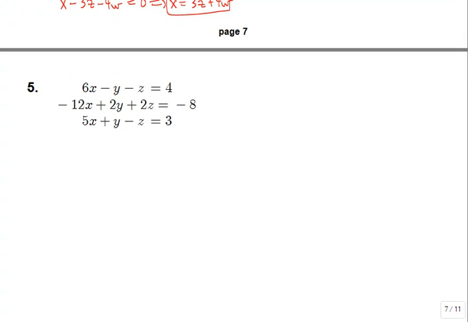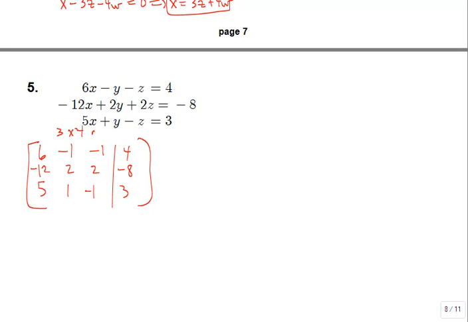Okay, let's try another system here, and again we're going to use our calculator to help us out. So the first thing we're going to need to do is turn this into our matrix, and we know that this top equation gives me 6, -1, -1, and then 4; -12, 2, 2, -8; 5, 1, -1, and 3. So this is 3 rows and 4 columns. So we need a 3 by 4 matrix. And I'm going to let you use your calculator to figure out what that reduced row echelon form is.